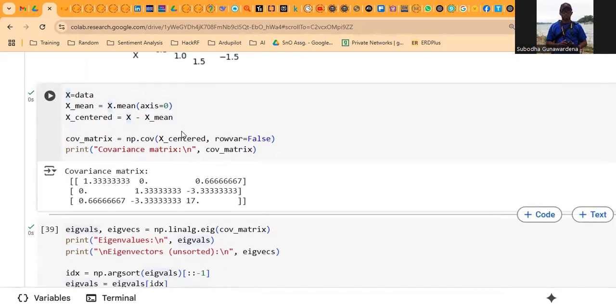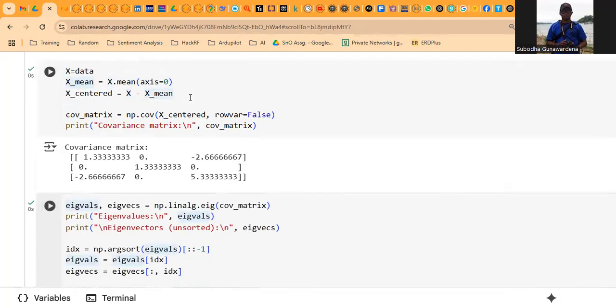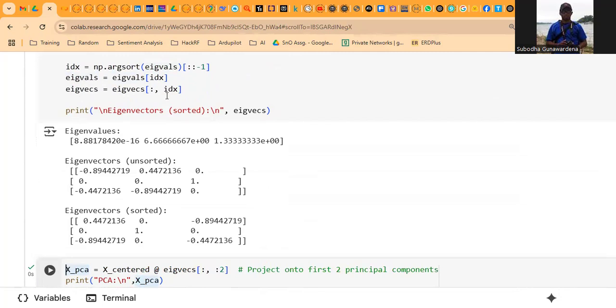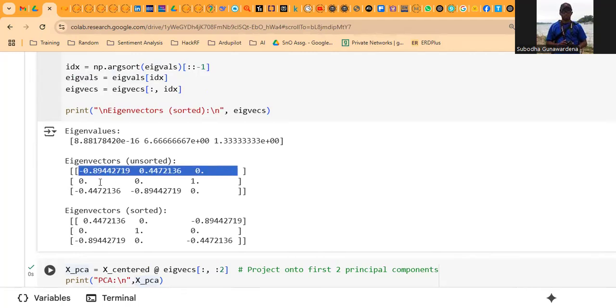So here, let's say first we find the covariance matrix in order to find the eigenvalues, and then we find eigenvalues here and the eigenvectors. So these eigenvalues represent the variance of the data compared to the transformed set of axes. When we find eigenvectors, these eigenvectors give the transformed set of axes.